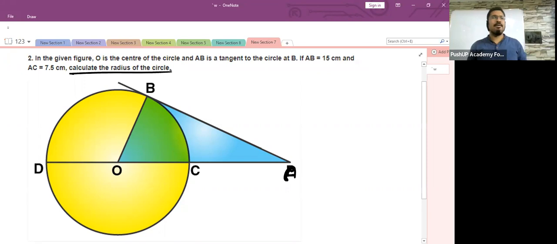They are asking you to find the radius of the circle. Start doing this sum. You have to do it. You have to write and solve.